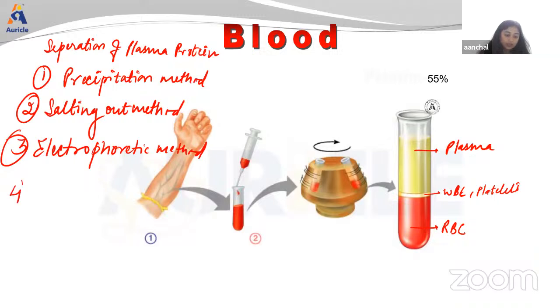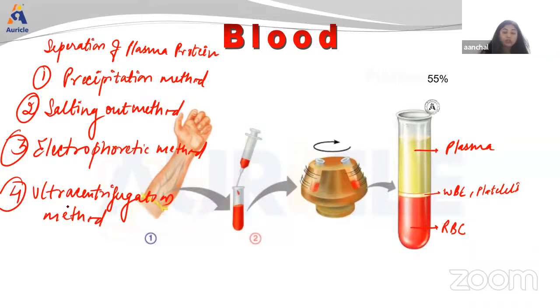Then another method is the ultracentrifugation method. In this method also, albumin, globulin, and fibrinogen are separated upon the density, right? And this method is also useful in determining the molecular weight of these proteins, okay?